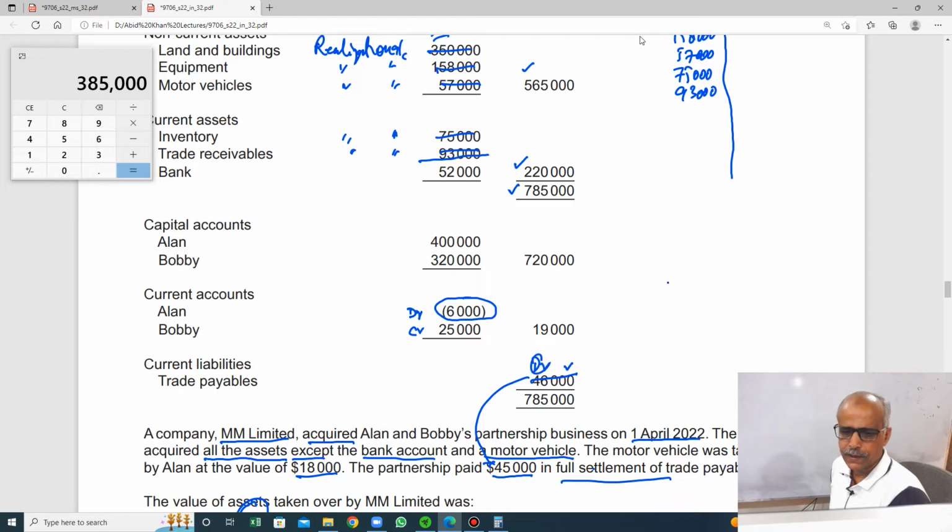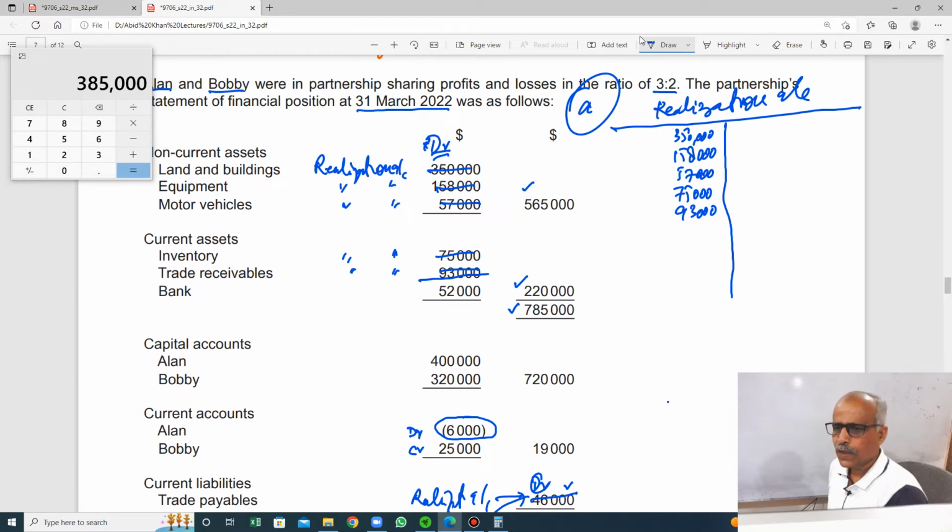we will credit, and this will be debited. Realization account will be credited, and this you will debit 46,000 trade payable, land and building, equipment, motor vehicle, inventory, trade receivable.